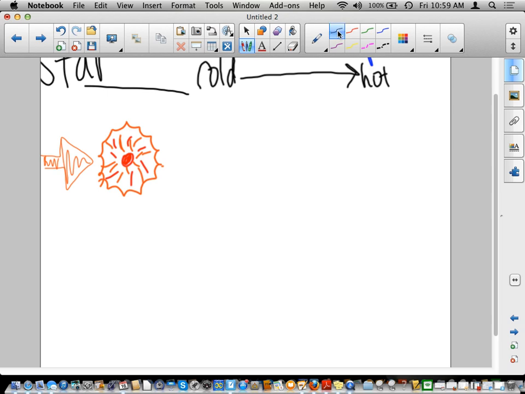And again, this is called a supernova, which is a giant explosion. And in this giant explosion, what is happening is the outer layers of the core are blowing off. So the outer layers are blown off.